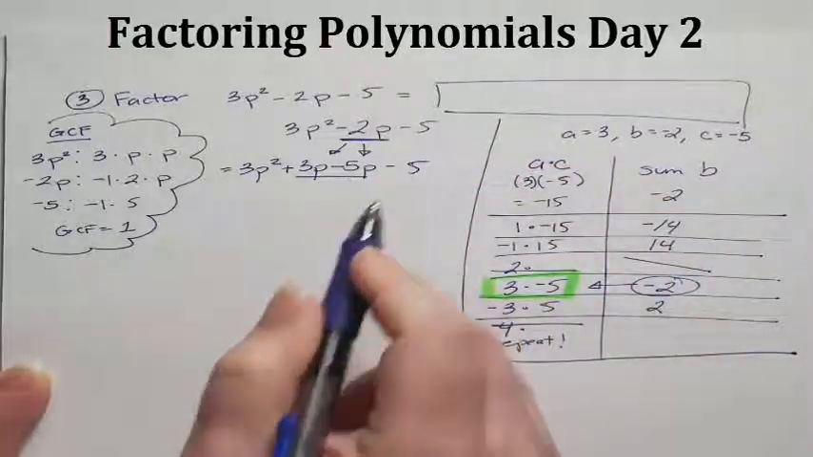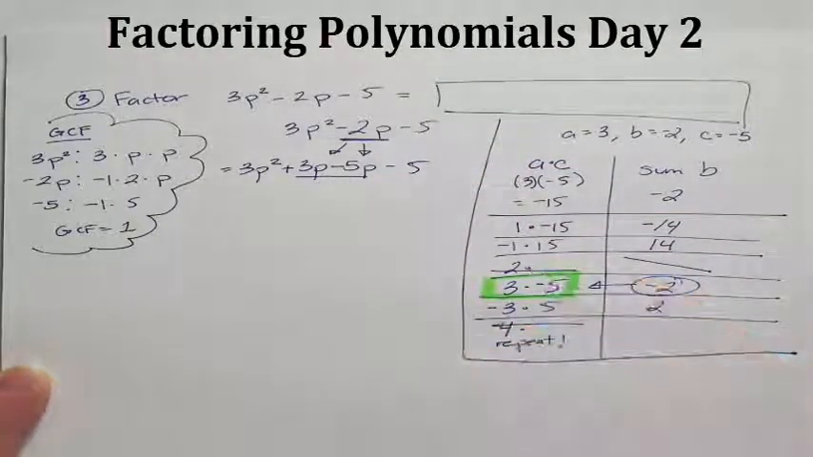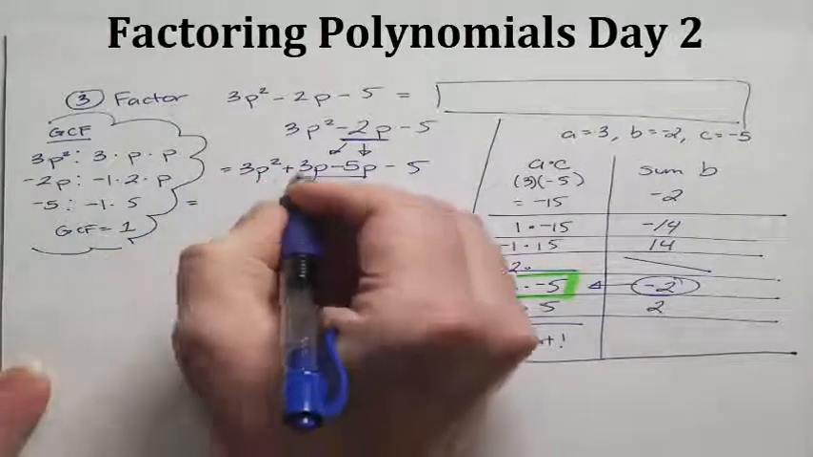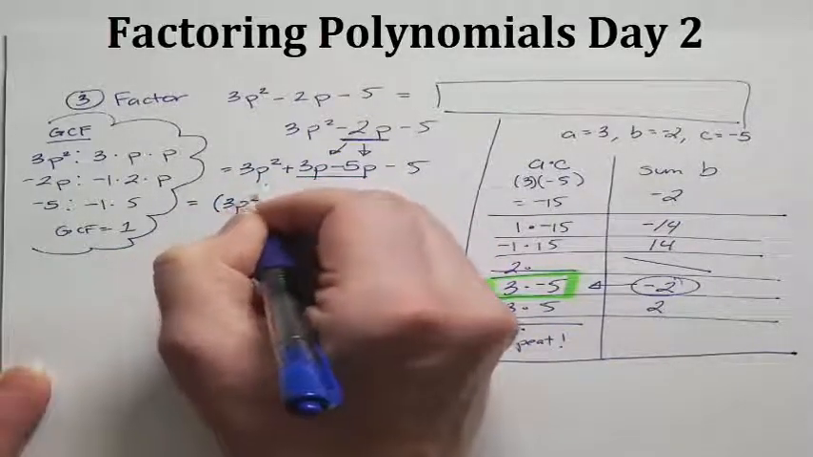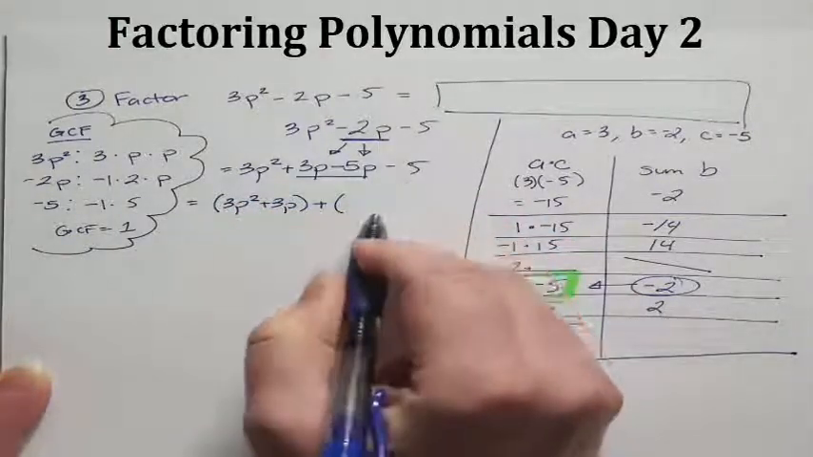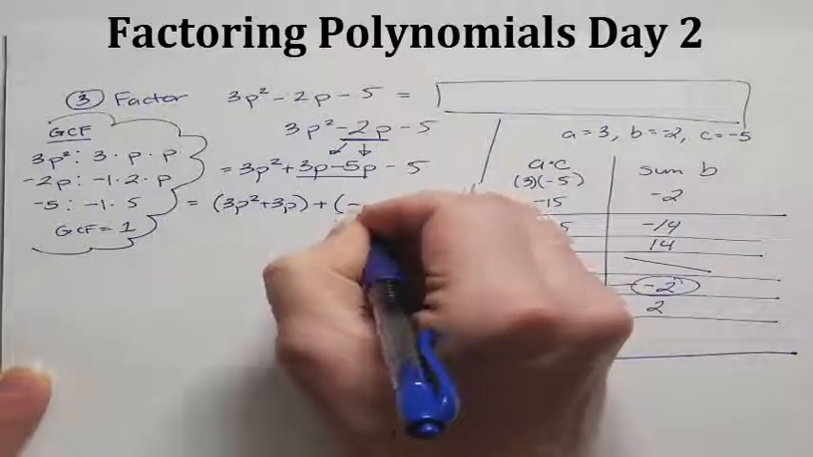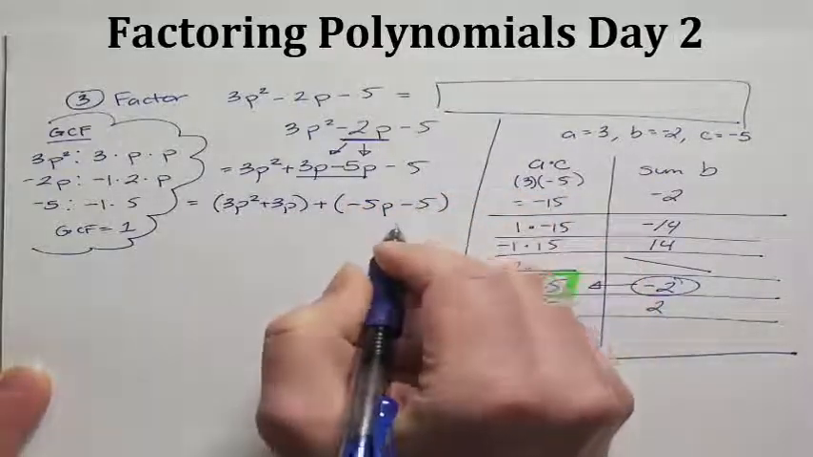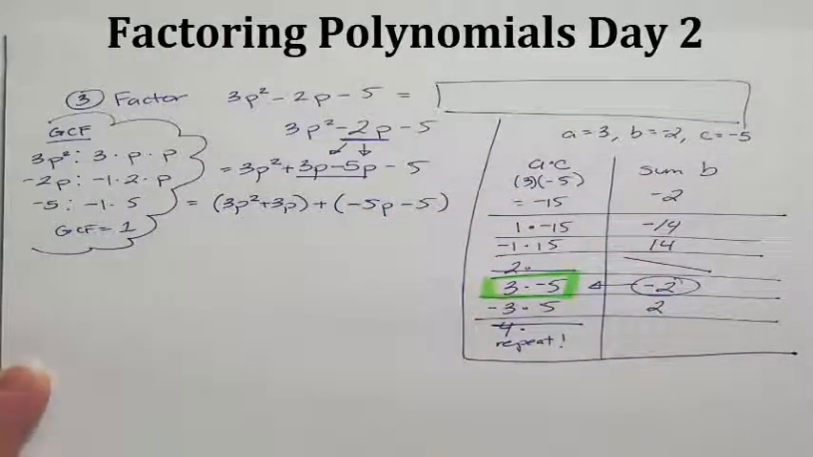Now that there are 4 parts, we can factor by grouping, and we know how to do the rest of it from here on out because we did that all last week. So group the first 2 in the first parenthesis. I need a plus sign right here. The last 2 go in the last parenthesis. That is a negative 5. The negative 5 stays inside that parenthesis. This is always a plus sign right here.